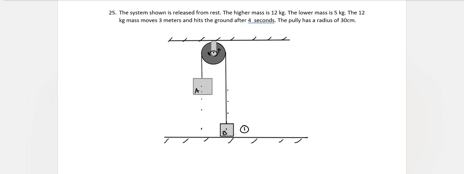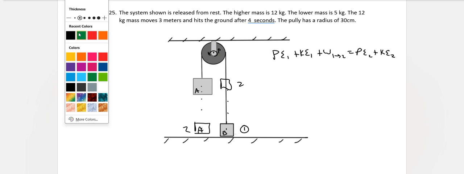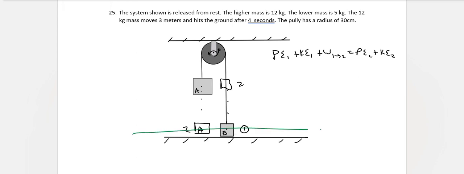Position 1 looks like this. Redraw the system at position 2. Right, mass B will be up here. Mass A will be down here. And write out the work energy theorem. I told you you'd be writing this down a lot. And we're not done yet. All right. Let's put the datum at the floor again.